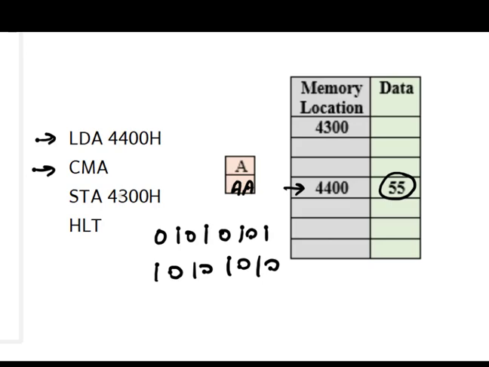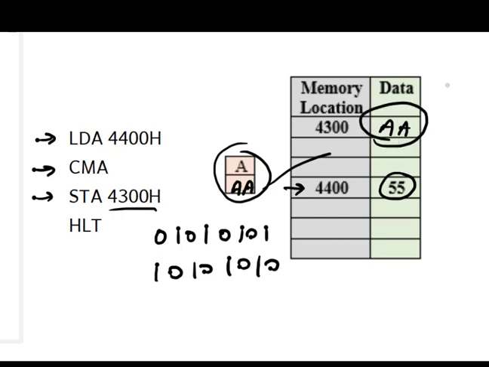Now next what we do is STA. STA is store accumulator direct. It will store the contents of register A to memory location 4300. So this is what we get here. AA, the complemented data, will be stored in this location. Now let us run this in the Jobin simulator.